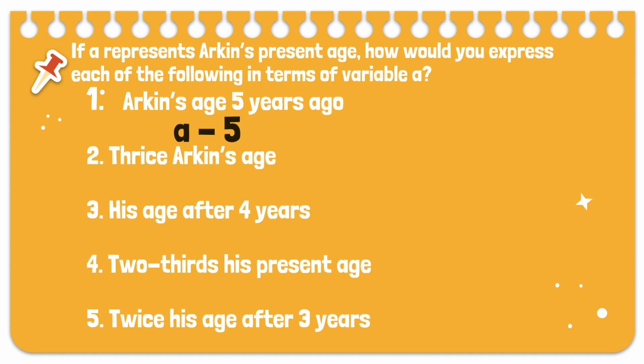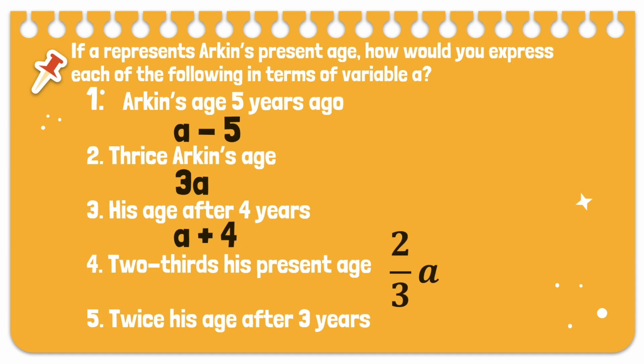Number 2, thrice Arkin's age. So, thrice lang ng age ni Arkin, so 3A. Number 3, his age after 4 years. So, yung age niya, mag-a-add tayo ng 4. So, A plus 4. Number 4, 2/3 his present age. So, pwedeng 2/3 A.